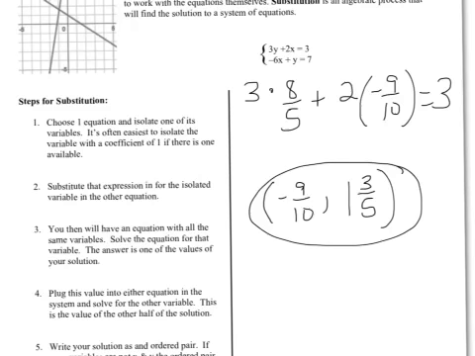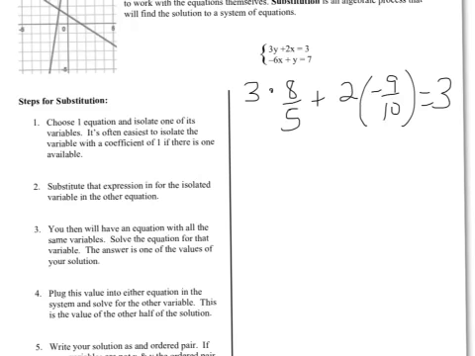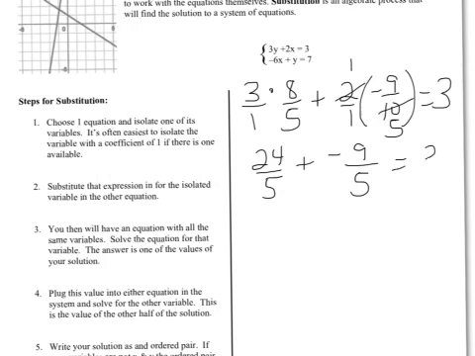So let's get rid of our solution because we know what that is, so we've got some room. All right, we'll make that 3 over 1. I can't do any cross canceling, so that's just 24 over 5. Plus, let's make that 2 over 1. I can do some cross canceling here though. That can become a 1, and that can become a 5. 1 times negative 9 is negative 9, and 1 times 5 is 5. And we want it to equal 3.